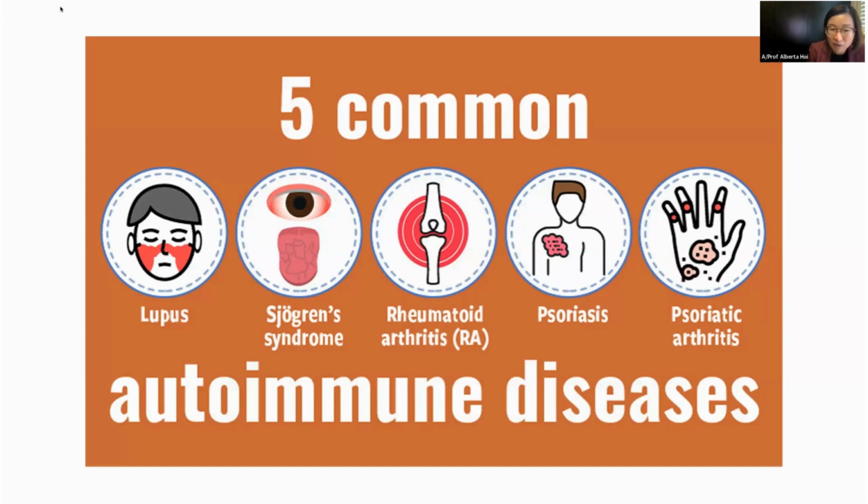Rheumatoid arthritis, you will hear a lot of people discussing, and that's quite common in the community, about 1% of our population. And then some of the skin conditions, for example, psoriasis is an autoimmune condition, and about 30% of the people with psoriasis can develop arthritis, and we call that psoriatic arthritis. So these are all the common autoimmune conditions that we see in our community.